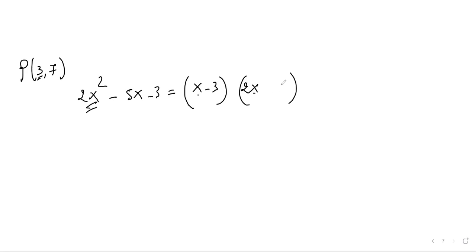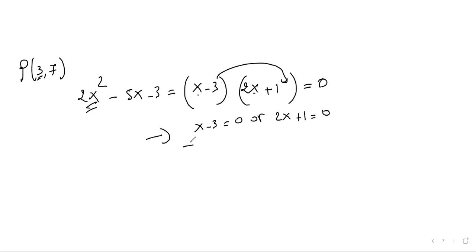And what should I put here? The product of these two should give you -3. I already have -3 here, so the only option is 1. Right, so this is a factorization, and this is equal to 0. Then x minus 3 is equal to 0 or 2x plus 1 is equal to 0. Then x is equal to 3, this is the first solution, or x is equal to -1/2.